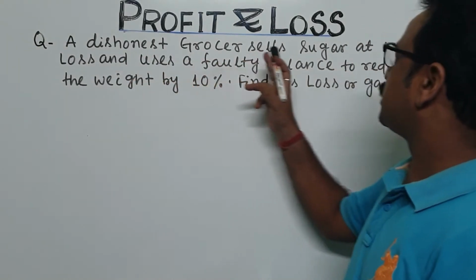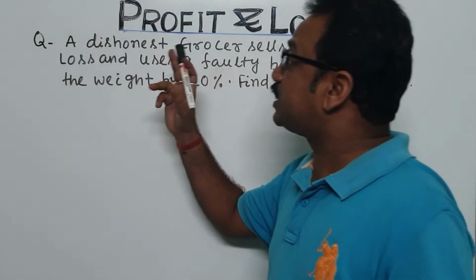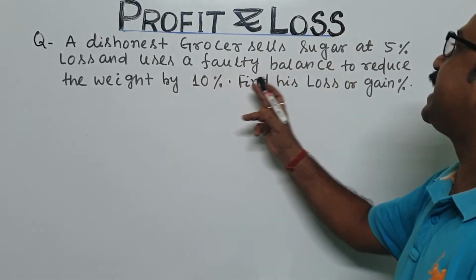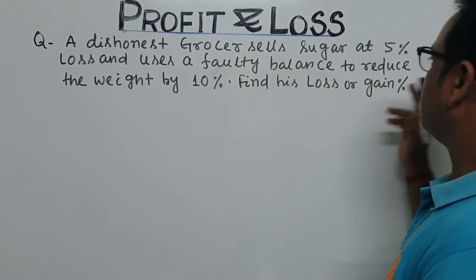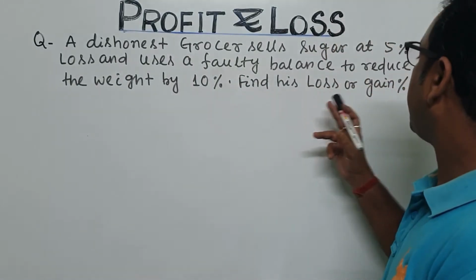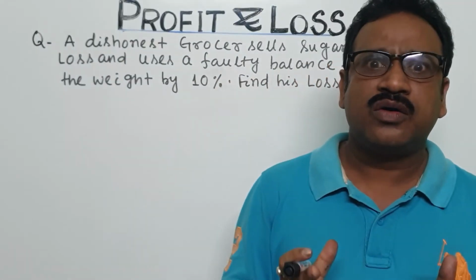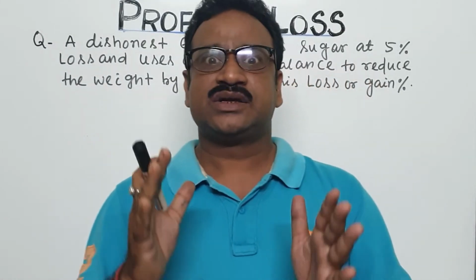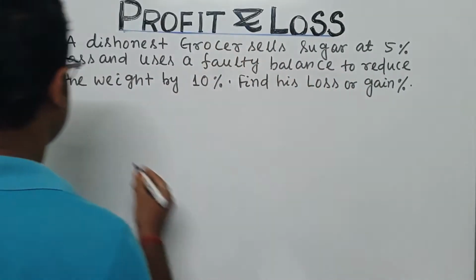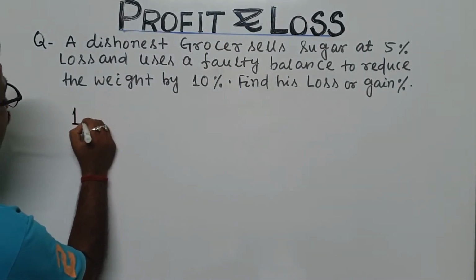A dishonest grocer sells sugar at 5% loss and uses a faulty balance to reduce the weight by 10%. So find its loss or gain percent. So how shortcutly we will solve it? So first of all you do the shortcut formula.